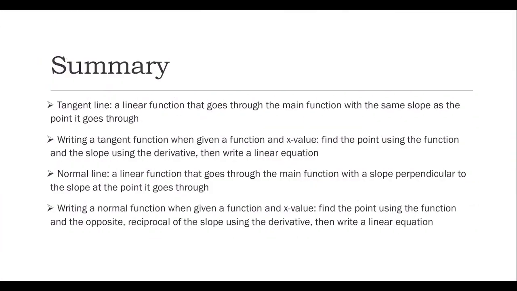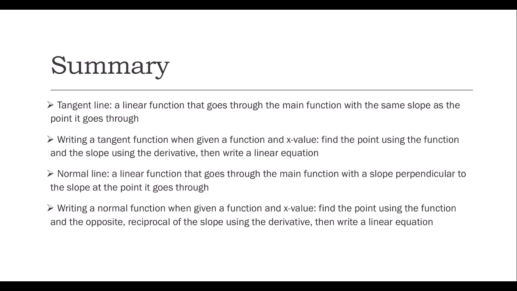So in summary, a tangent line is a linear function that goes through the main function with the same slope as the point it goes through. For writing a tangent function when given a function and an x value, you'll find the point using the function and a slope using the derivative, then write a linear equation.